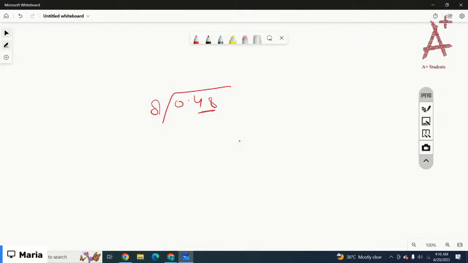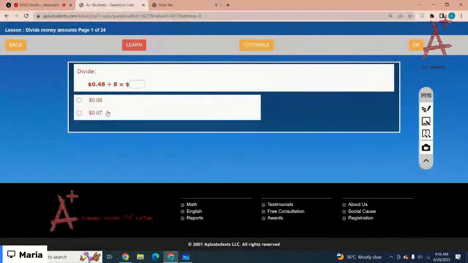Yes, that 8 times 6 makes 48. So we can go for 8 times 6. You have to put a decimal point right before because you have one decimal point before 48. So it would be 0.6 makes 0.48. So when you subtract, it makes 0. So the correct option is 0.6.